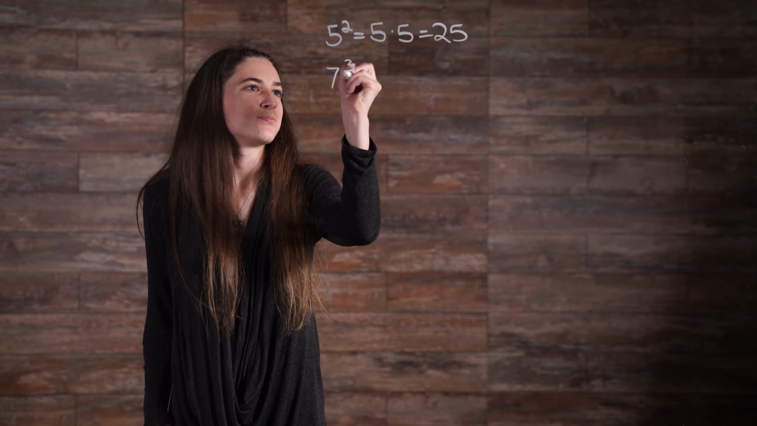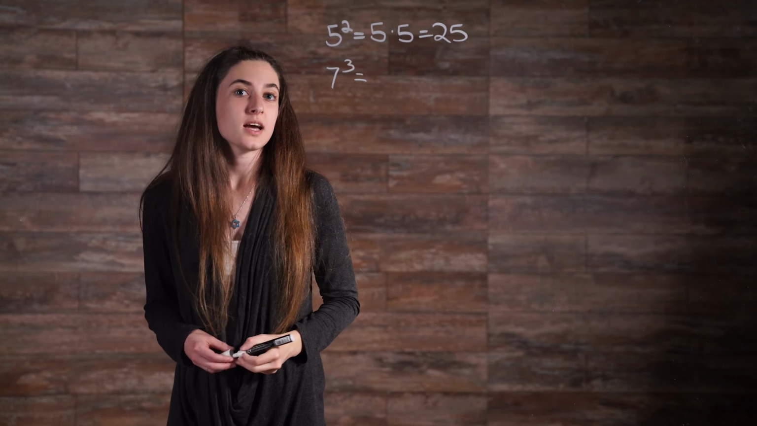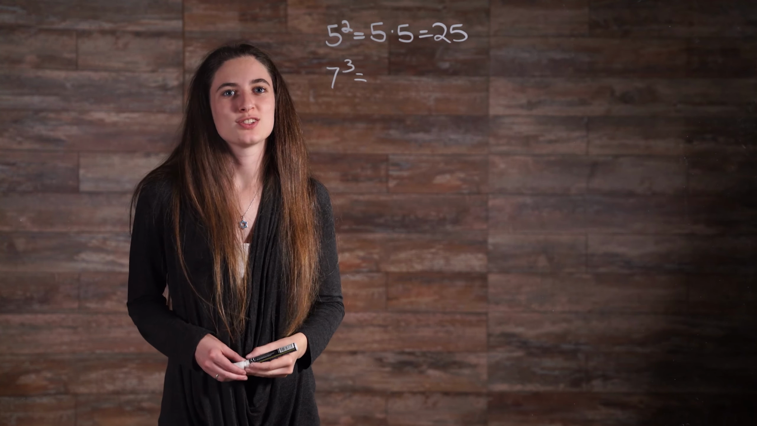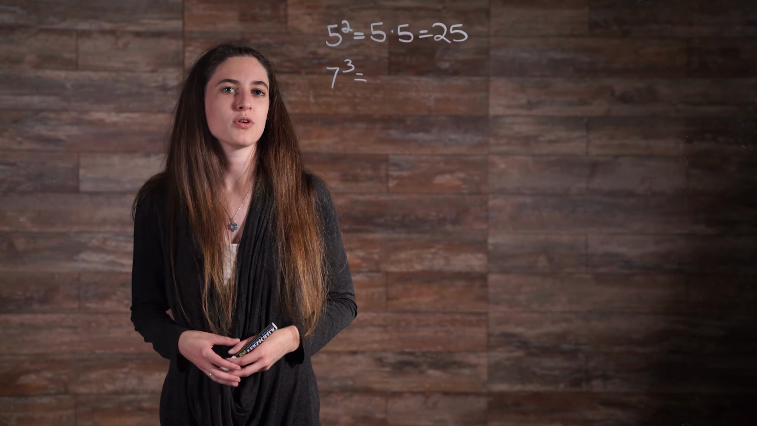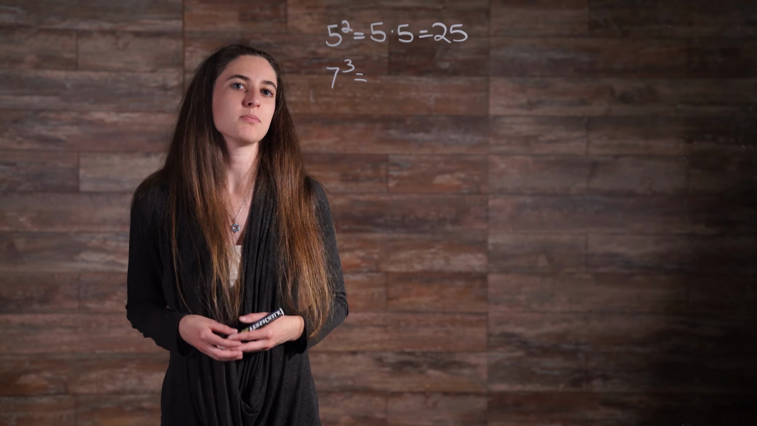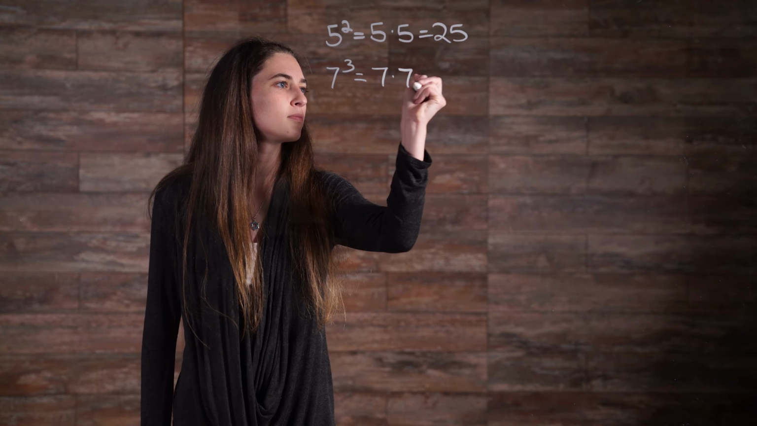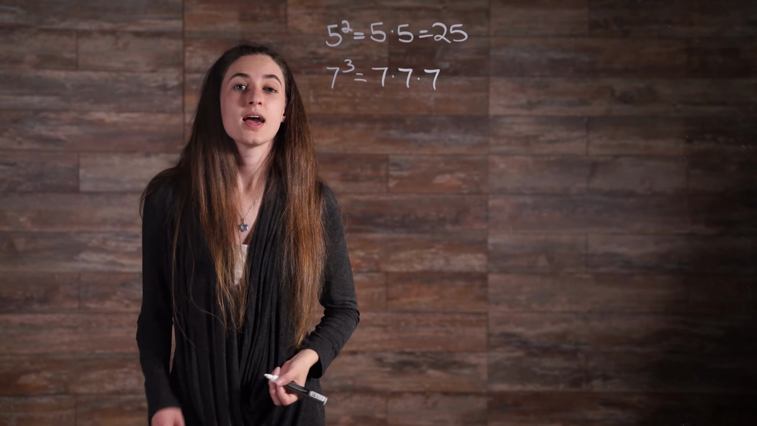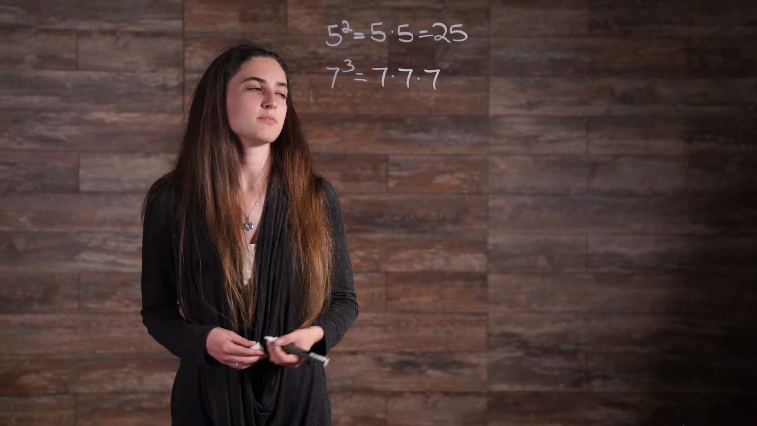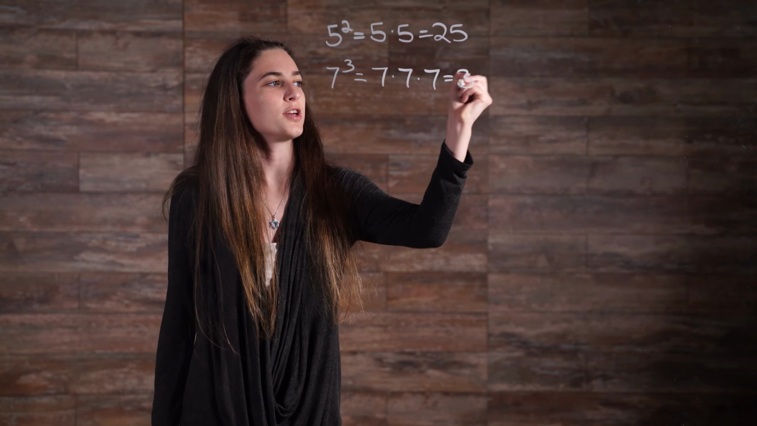Let's look at some more examples. 7 cubed. This time the base is 7 and the exponent is 3. This can be read as 7 to the third or 7 cubed. Raising a base of 7 to the power of 3 means to multiply 7 by itself 3 times. 7 times itself 3 times equals 343.